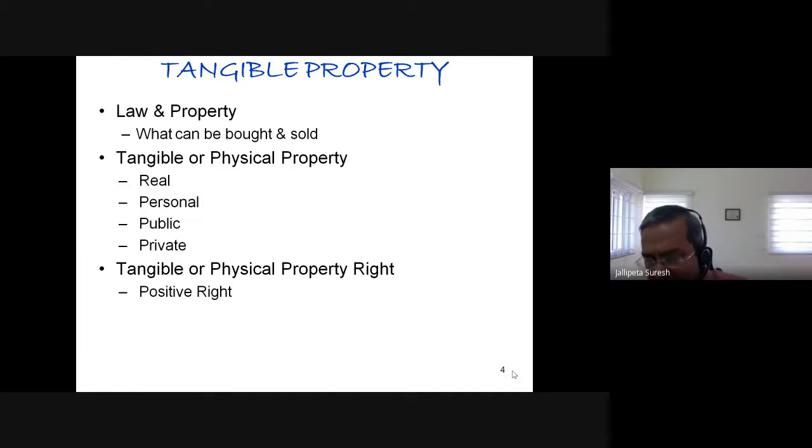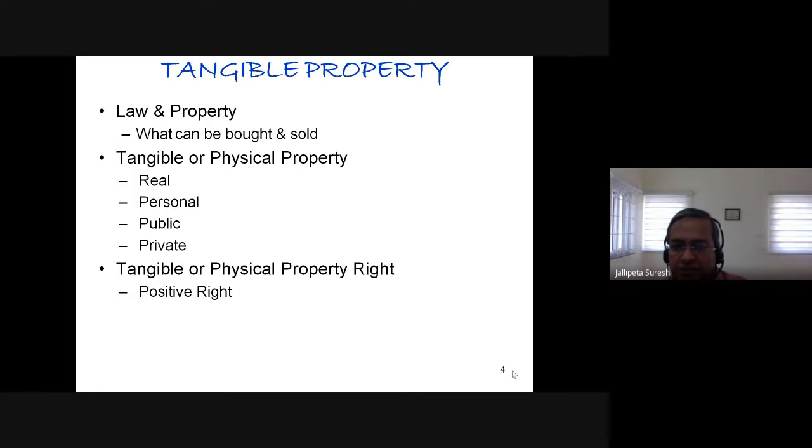Now, when you look at the term property, it is the law that defines the term. If one were to put it loosely, it can be said that a property is the one which can be bought or sold. In other words, it's the ownership. It determines the ownership. So, when a law defines a certain thing as a property, generally property can be classified into two types.